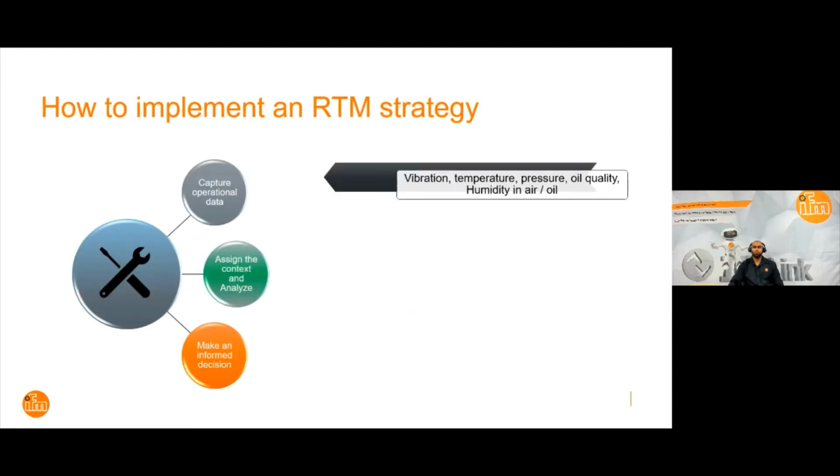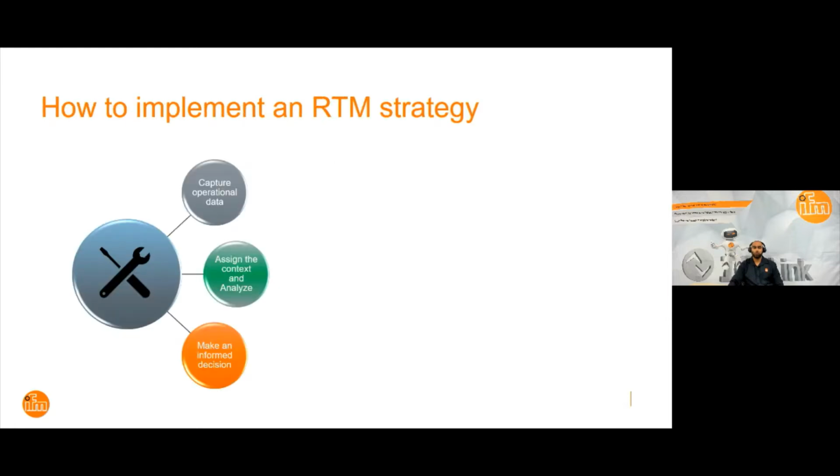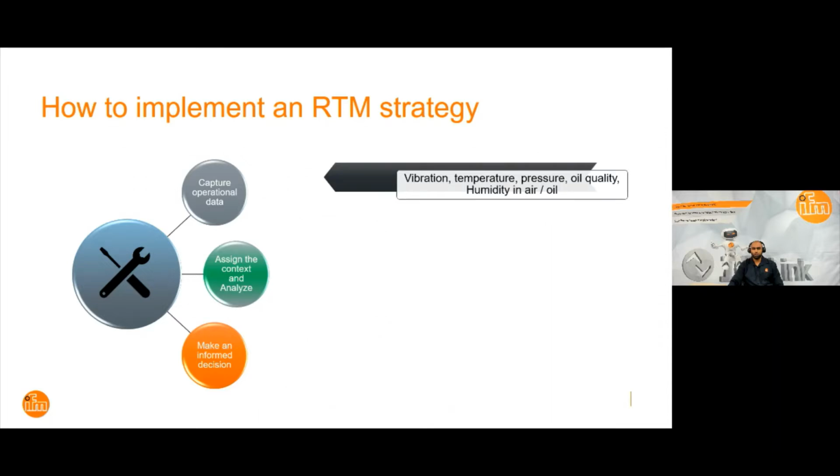So how do we actually implement a real-time monitoring or real-time maintenance strategy? So we're going to be looking at three aspects of it. So firstly, we need to capture the data. So we need to capture operational data. So this data must be continuous and provide information about the processes that relate to the condition of our machine in real time. So what type of data can we gather? We can look at things like vibration, we can look at temperature, pressure, oil quality, and a whole host of other relevant data that can help us.